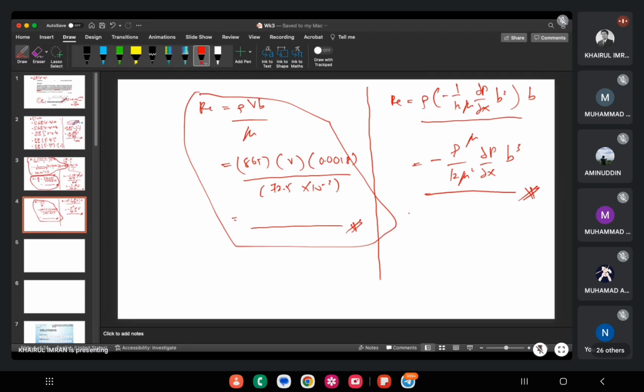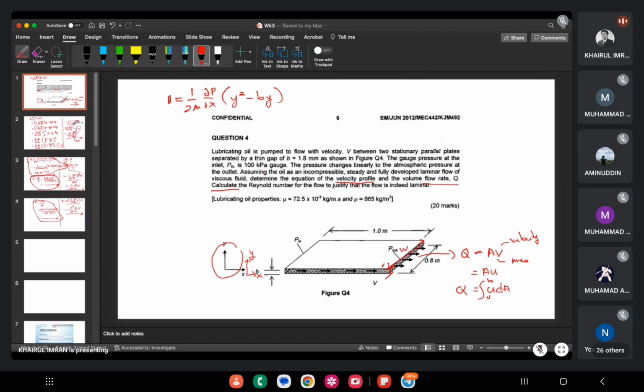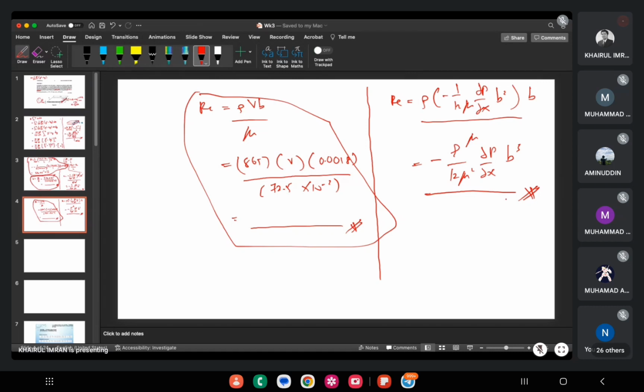Dia saja dia tambah kat sini. Okay. Katalah soalan tu dia tak nak calculate, dia nak determine equation of velocity profile, volume flow rate, and Reynolds number. So it means dia nak expression sahaja, dia tak nak actual value. Sometimes they put out value here in the equation. Dia saja letak mu, rho, for example, P in 100 kPa. But in actual, dia tak nak. Dia hanya nak expression. So, jawapan yang itu, yang ni lah. Itu jawapan dia.